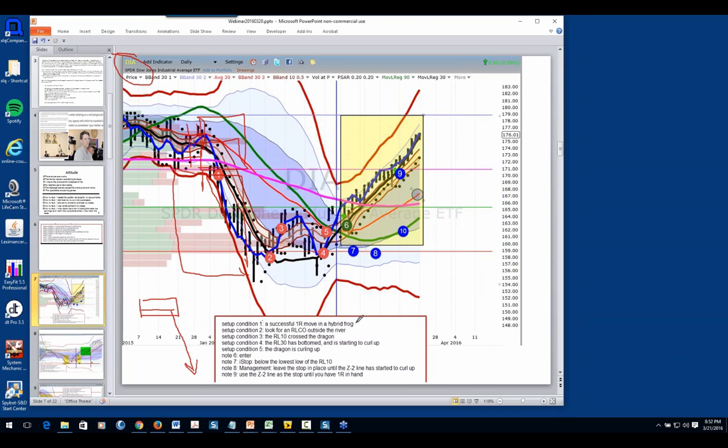To me, that's what you might say a hybrid weekly frog would look like. This collapse of support right here, this failure, is what leads to this large directional move. So condition number 1 is in place. That's at least a 1R move. Has to be. The next thing is I'm looking for condition number 2.